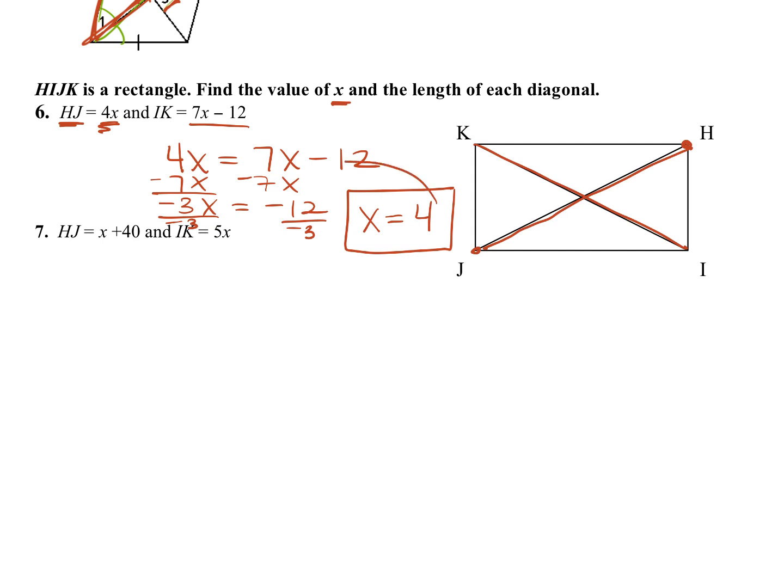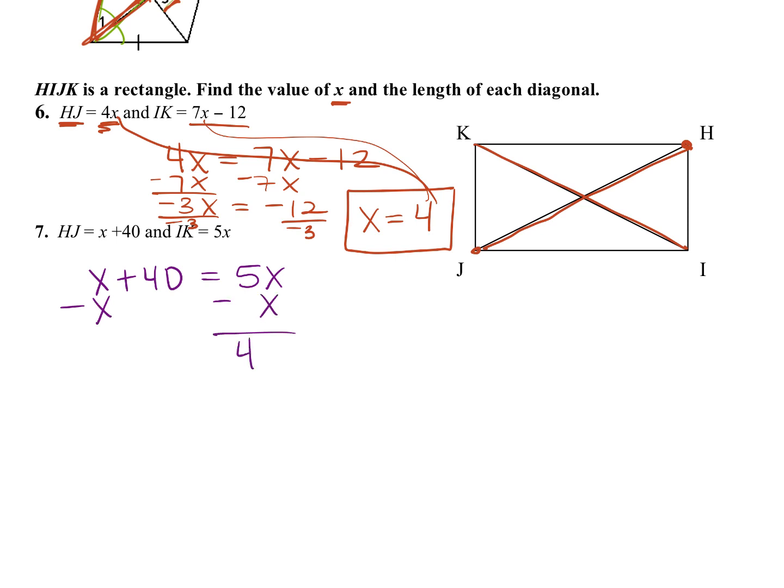You can always double check it. If you plug it in, that's 16. That's 16, so it makes sense, x equals 4. Okay? So what do you do on number 7? HJ is x plus 40. IK is 5x. Set them equal. Same thing, right? x plus 40 should equal 5x. So take away that x, and you get 4x equals 40. And then divide by 4, and you get x is 10.